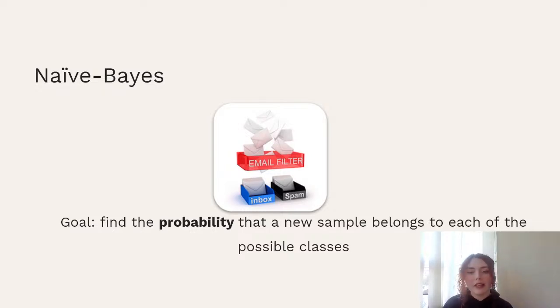Now let's say that we get a new email that we've never seen before. This is kind of like our test data, if you will. The algorithm will look at the same features in the new email and then calculate the probability that it's spam or not. If the probability is high, then the algorithm will classify the email as spam. If the probability is low, it will classify the email as not spam. So that's basically how naive Bayes works.